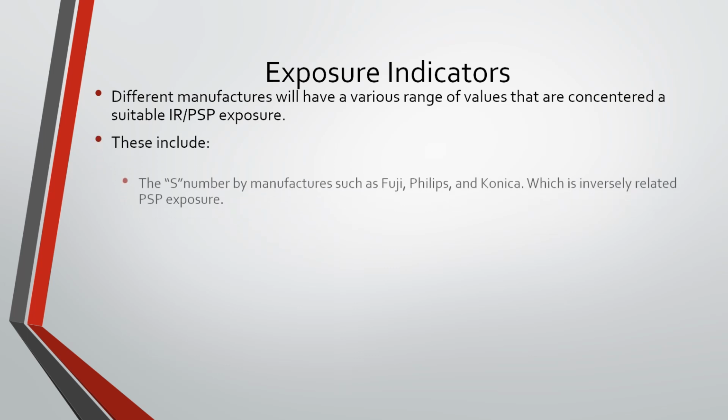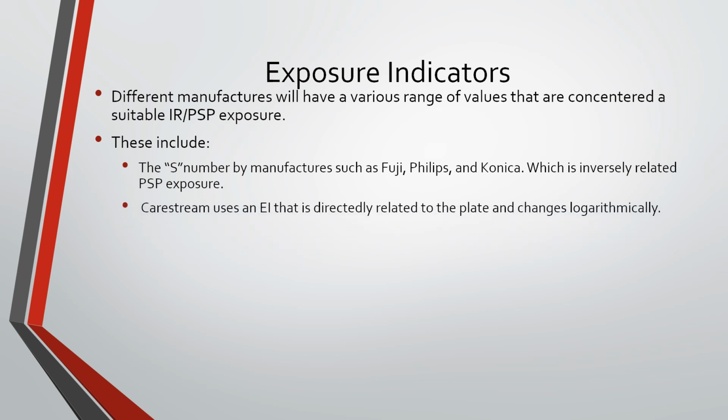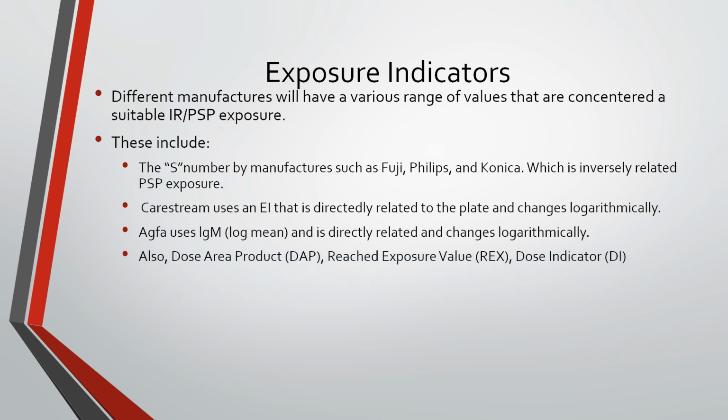These include the S number by manufacturers such as Fuji, Philips, and Konica, which is inversely related to the PSP exposure. This sounds like it's more for CR. CareStream uses an EI that is directly related to the plate and changes logarithmically. AGFA uses LGM, which is log mean, and is directly related and changes logarithmically. Also, there are things like dose area product, reached exposure value, and dose indicator. All these might be used by different manufacturers.